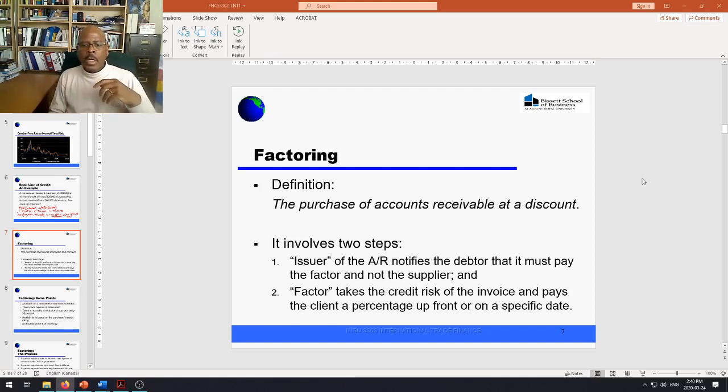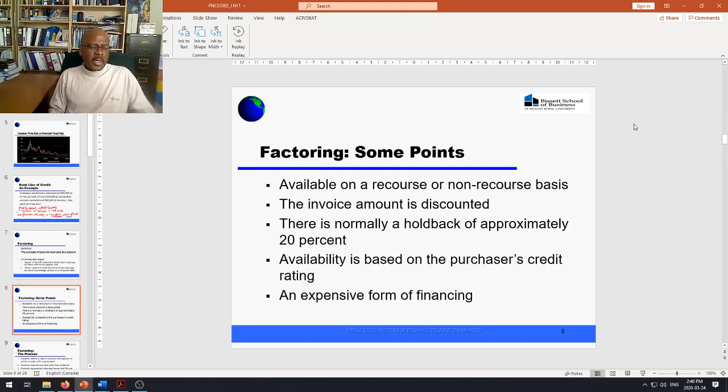Now, what we can say about factoring is, first of all, it's a very expensive form of financing. It's probably the most expensive form of short-term financing out there, but it's fairly flexible, and it's a real easy source of capital. There is a main advantage to it, and I will come to that in just a moment. But the other point to note is that factoring is available on a recourse or a non-recourse basis.